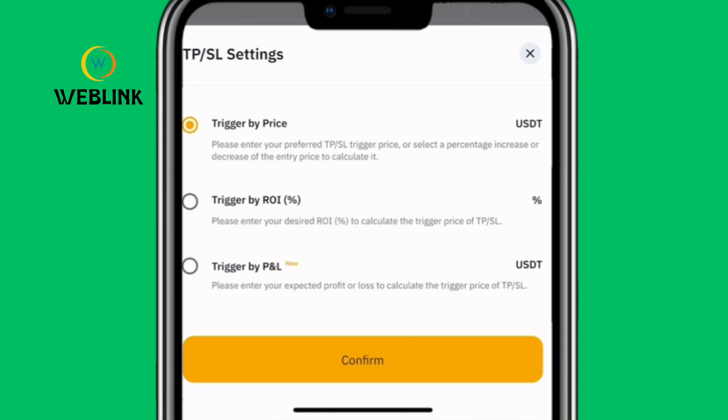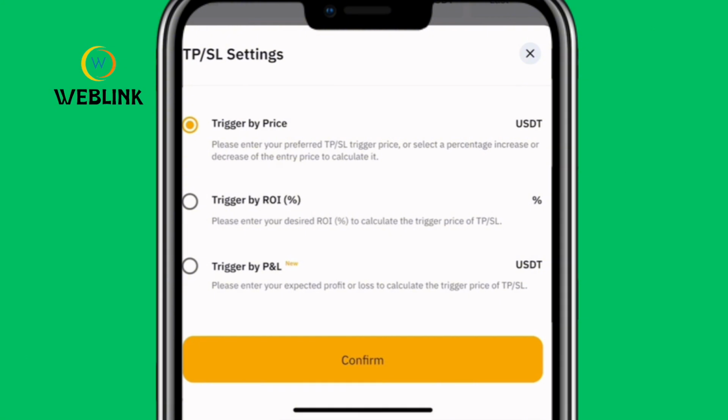That's for trigger by price. While for ROI, you enter the ROI, that is the percentage of profit you want to make, and then it will automatically set the price to take profit. While for trigger by P and L, you enter the amount of USDT you want to make on that trade so that it will set your take profit price. So these are the 3 different ways you can set your take profit. Now I'm going to be showing you how to use these 3 so that you can understand them very well.